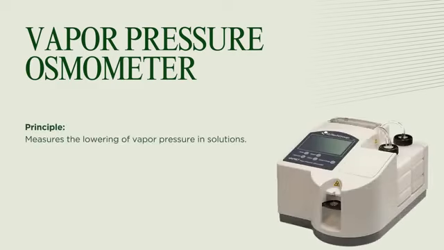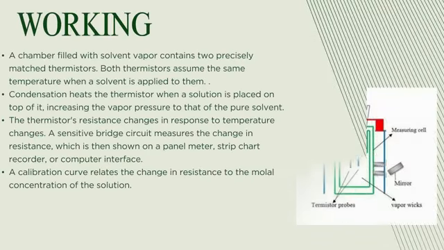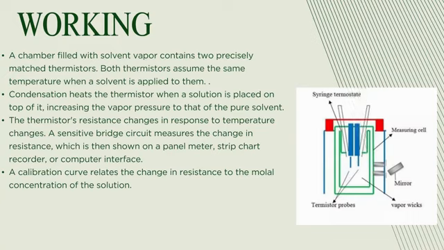Now, moving on to the vapor pressure osmometer, it measures the lowering of vapor pressure in solutions. Now, how it works. Two matched thermistors are placed in a sealed chamber saturated with pure solvent vapor. The chamber is maintained at a stable temperature to ensure consistent vapor pressure conditions. A drop of pure solvent is applied to each thermistor.